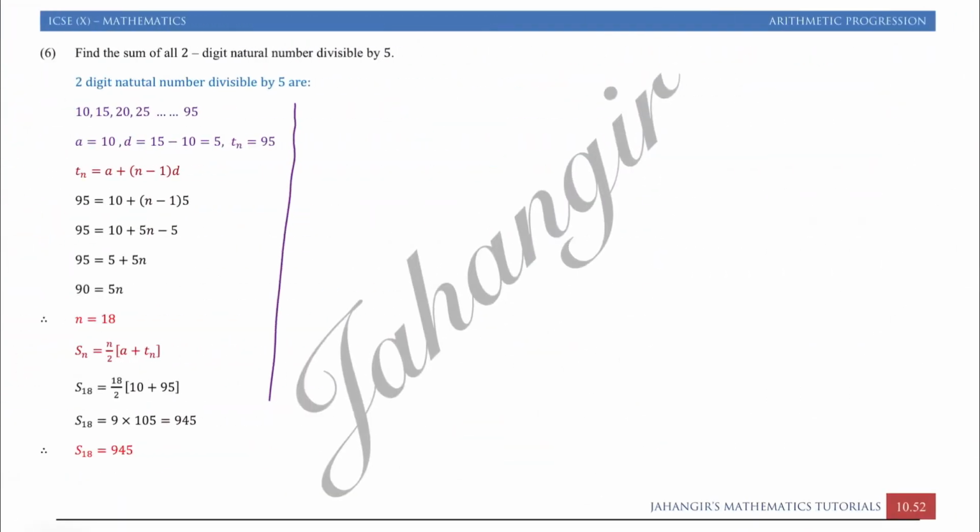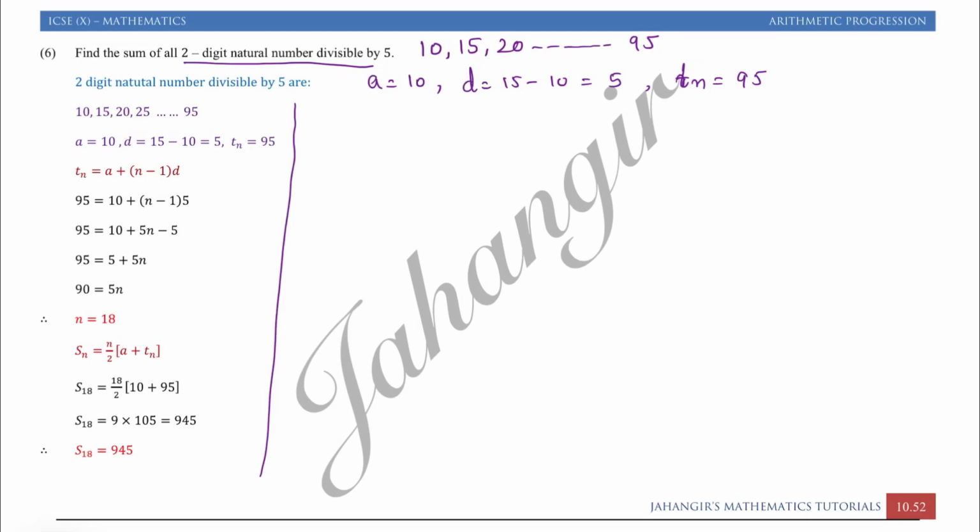Question 6. Find the sum of two-digit natural numbers which are divisible by 5. So two-digit natural numbers divisible by 5 start from 10, 15, 20 up to 95, because 95 is the last number which is divisible by 5. Otherwise 99 is the largest two-digit number, but after 95 none of the numbers is divisible by 5. So here my first term is 10. Common difference is 15 minus 10, which is equal to 5, and tn is equal to 95.